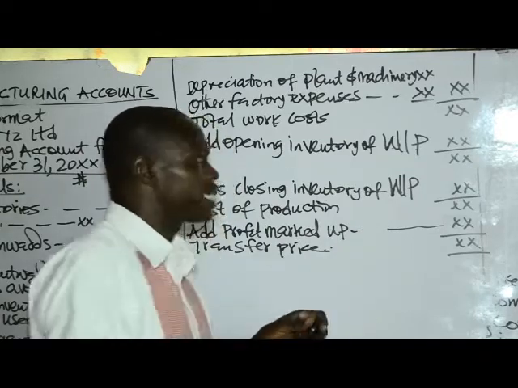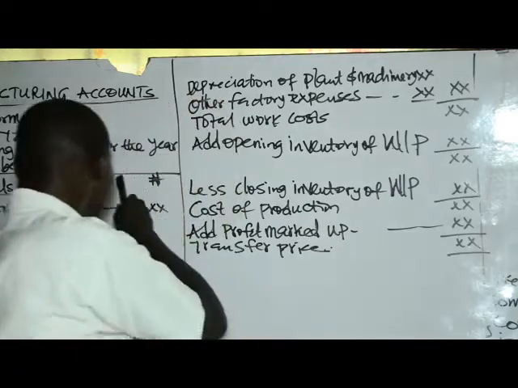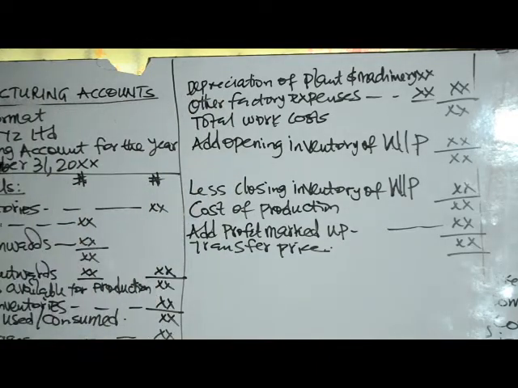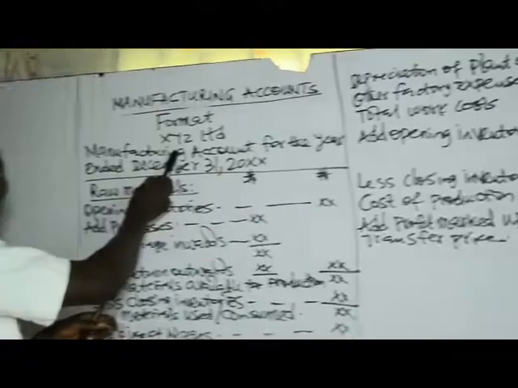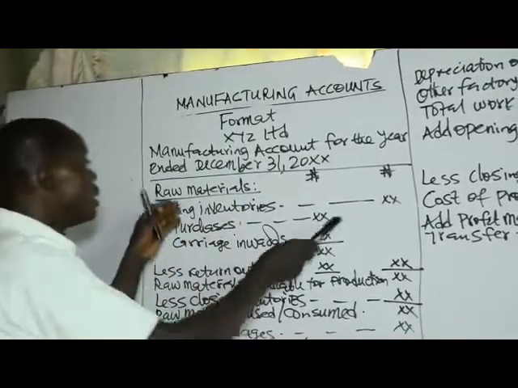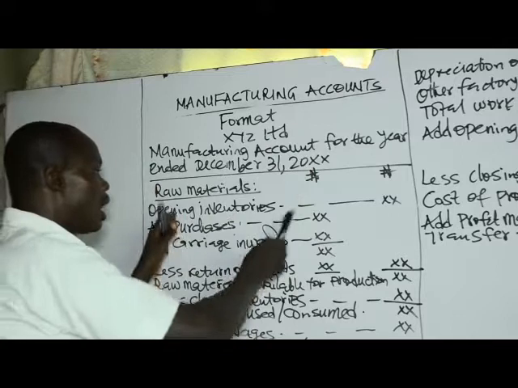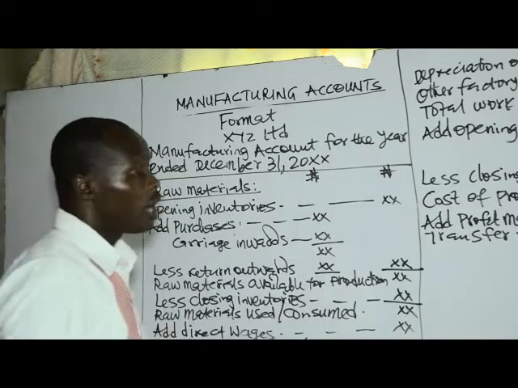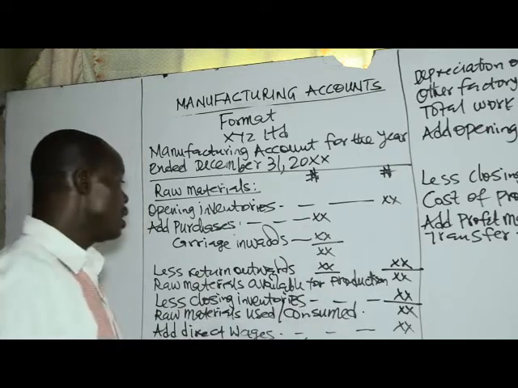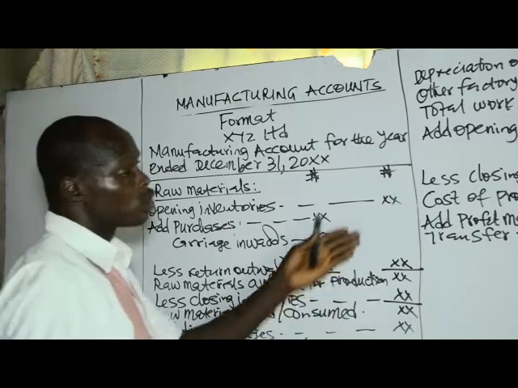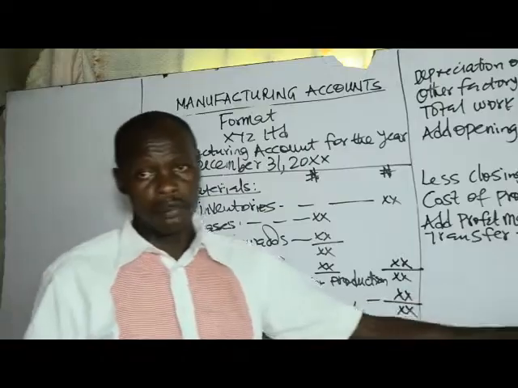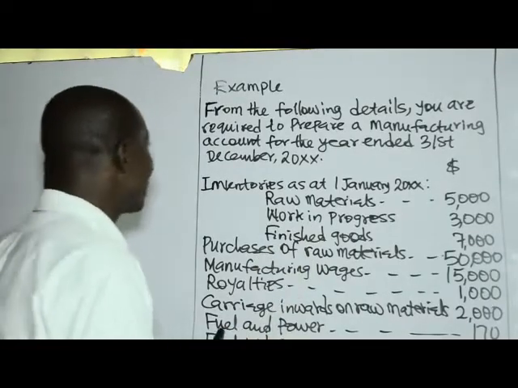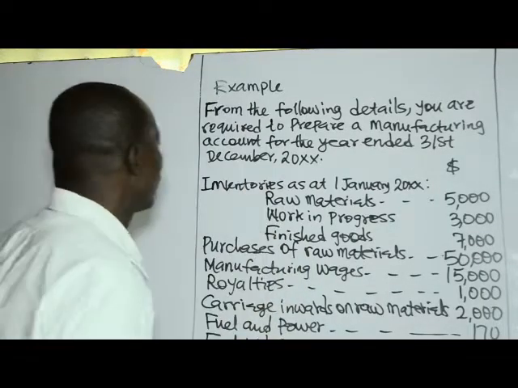That is the format for preparing the manufacturing account. So this format, you have to understand the format and the layout of the format. Then the next thing is I want to solve a worked example. Now let's take the example.